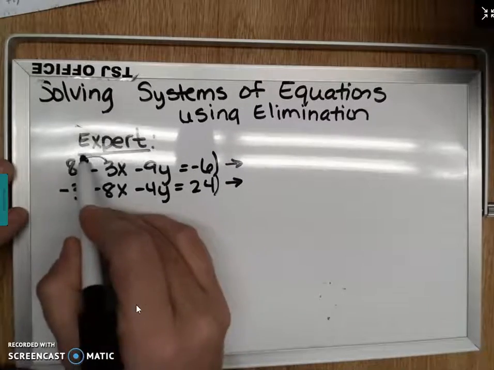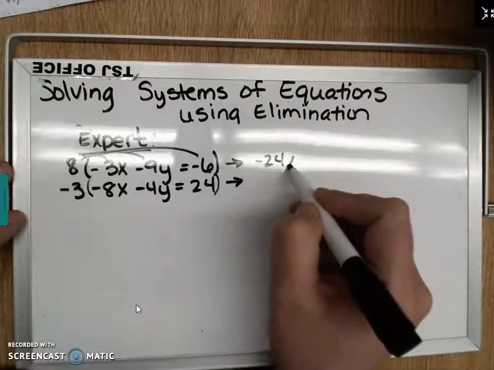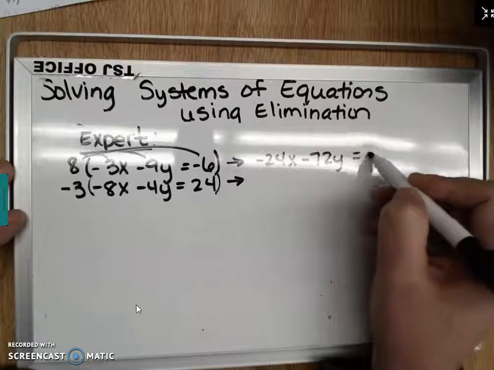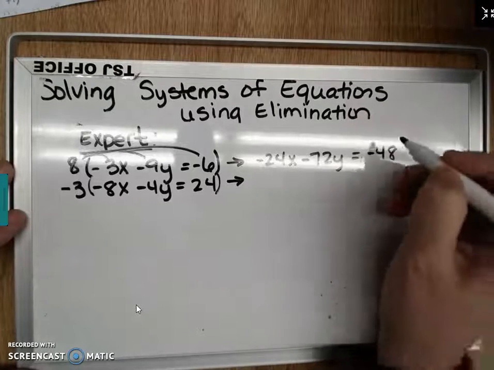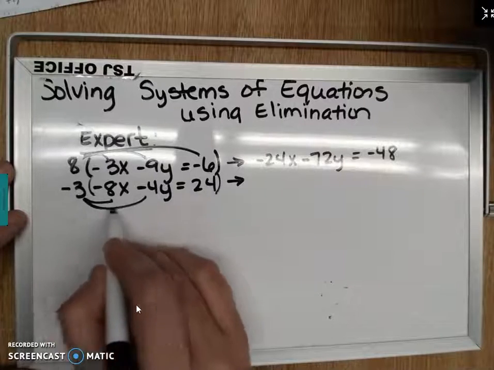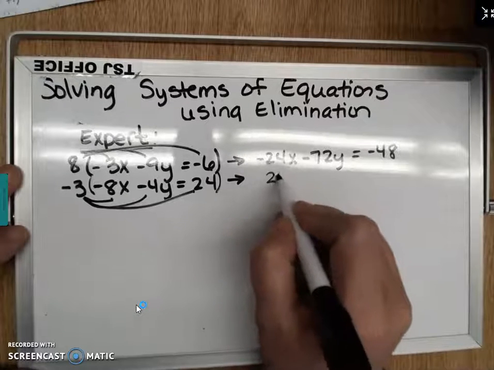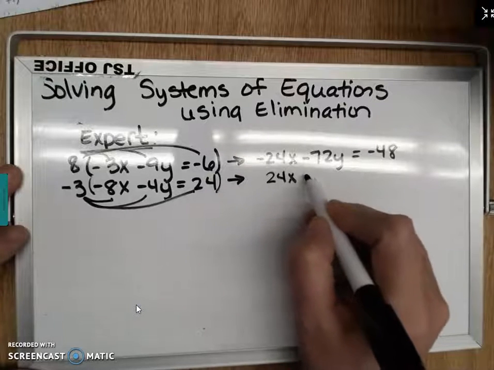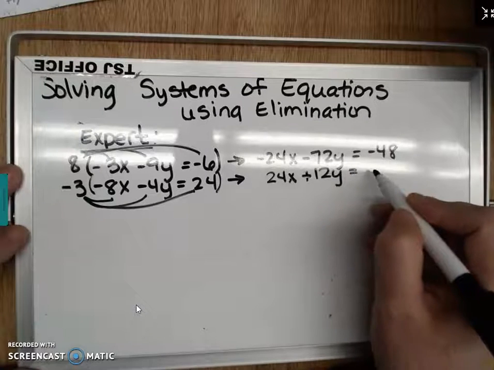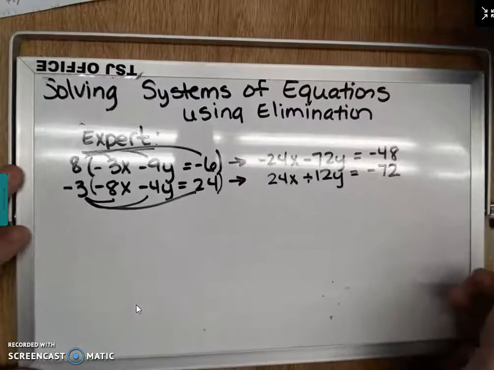So if I multiply this equation and distribute the 8, I get negative 24x minus 72y equals negative 48. Now, come down here and I'm going to distribute that negative 3 to each part of the lower equation. I get positive 24x plus 12y is equal to negative 72.